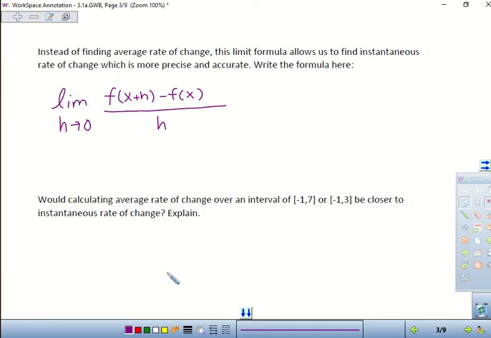And now we're going to compare. Would calculating average rate of change over an interval of -1 to 7 or -1 to 3 be closer to instantaneous rate of change? Explain. What do you guys think? What's your guess? Which one's closer to instantaneous? Which one's a more precise calculation to an average rate of change?